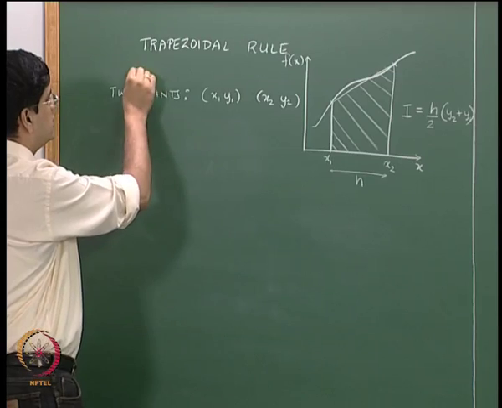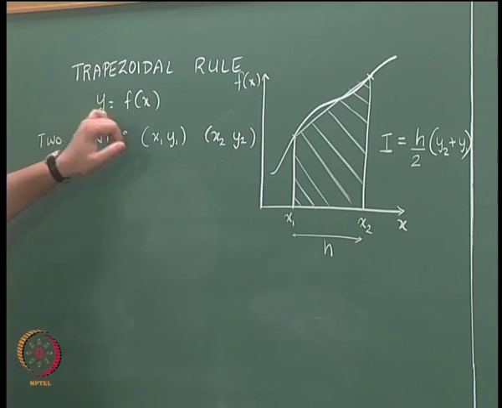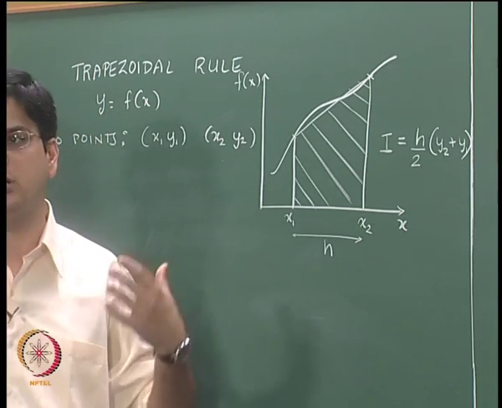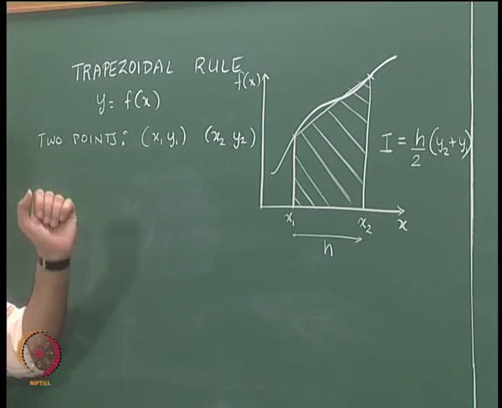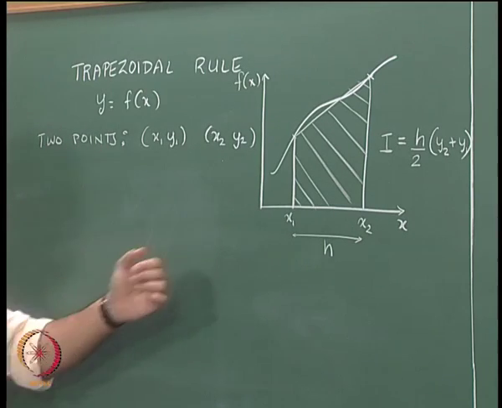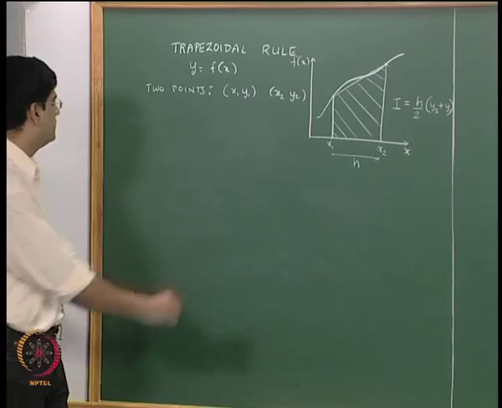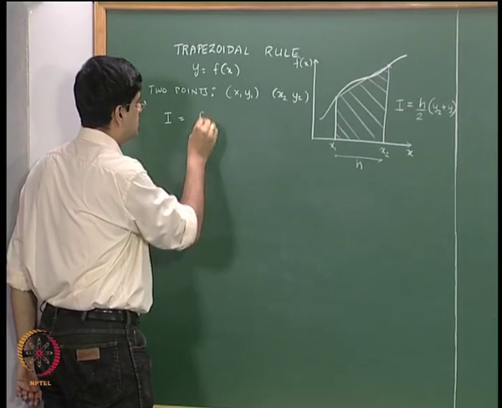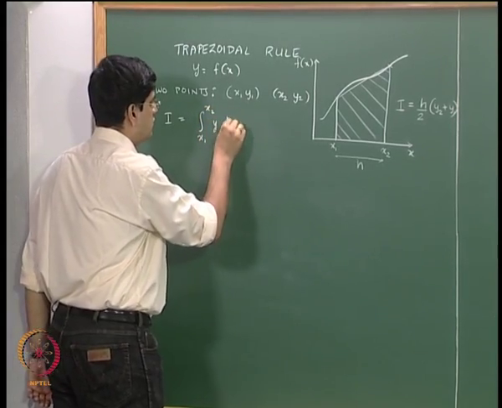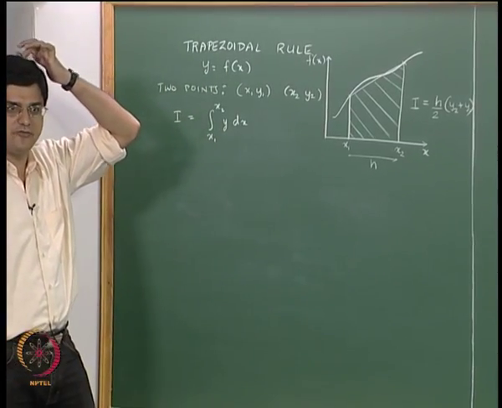What I am assuming over here is y equals f of x. So rather than writing f in brackets x every time, I will just write it as y. Okay. And we are interested in finding the integral of y dx from x1 to x2, or in general from a to b. That is the problem that we are trying to solve. So our integral I is going to be equal to the integral from x1 to x2 of y dx. Okay, so this is the exact integral that we intend to find.